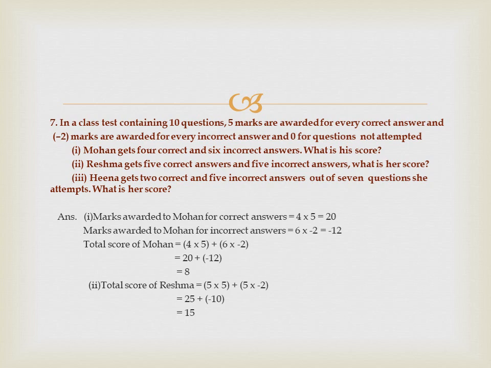Therefore, correct answers how much marks she will get? 2 into 5, 10. And incorrect, 5 incorrect. Therefore, 5 into negative 2, that's equal to negative 10. Therefore, total score of Hina is equal to 10 plus negative 10 is equal to 0. I think all of you understood this one.